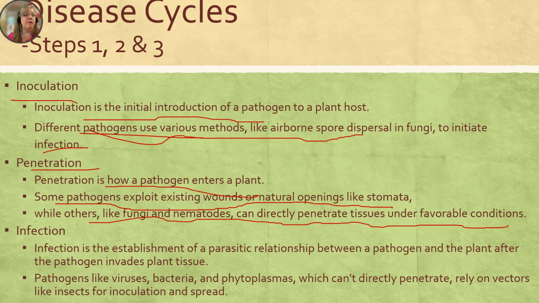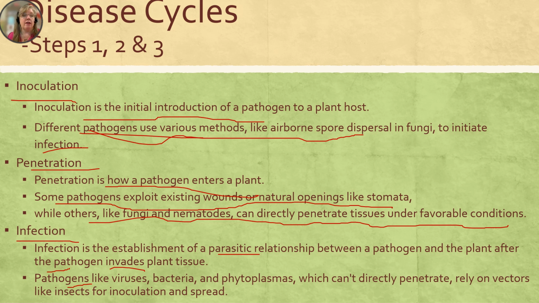All right, and then you have the infection part of it. It is the establishment of the parasitic relationship between the pathogen and the plant. So the infection is how the parasite starts to build up, starts to feed off the plant, and starts to live and invade the other plant tissues.